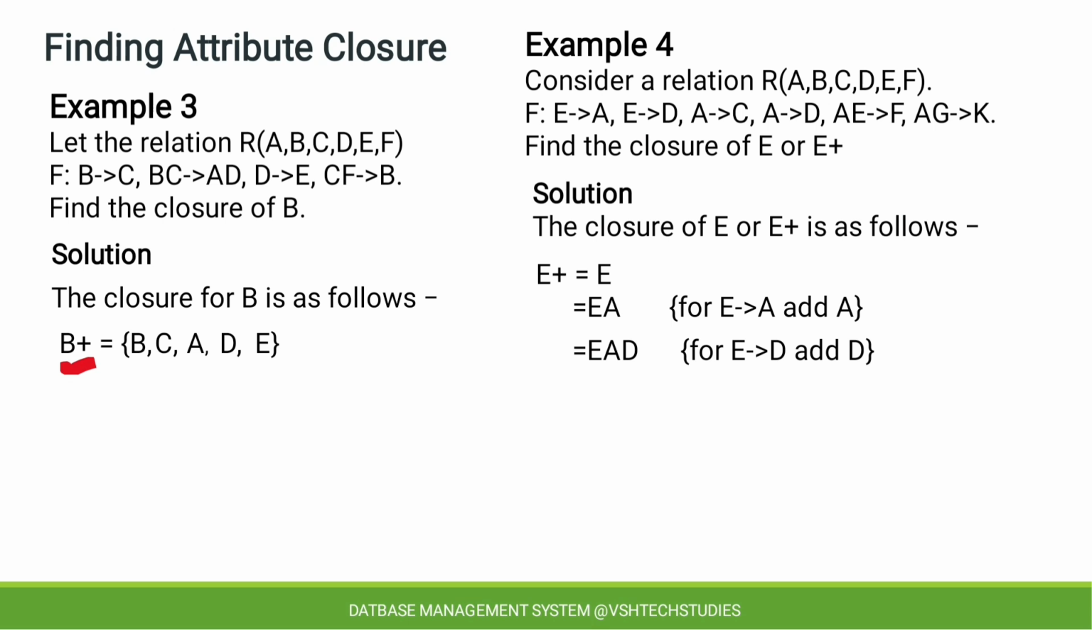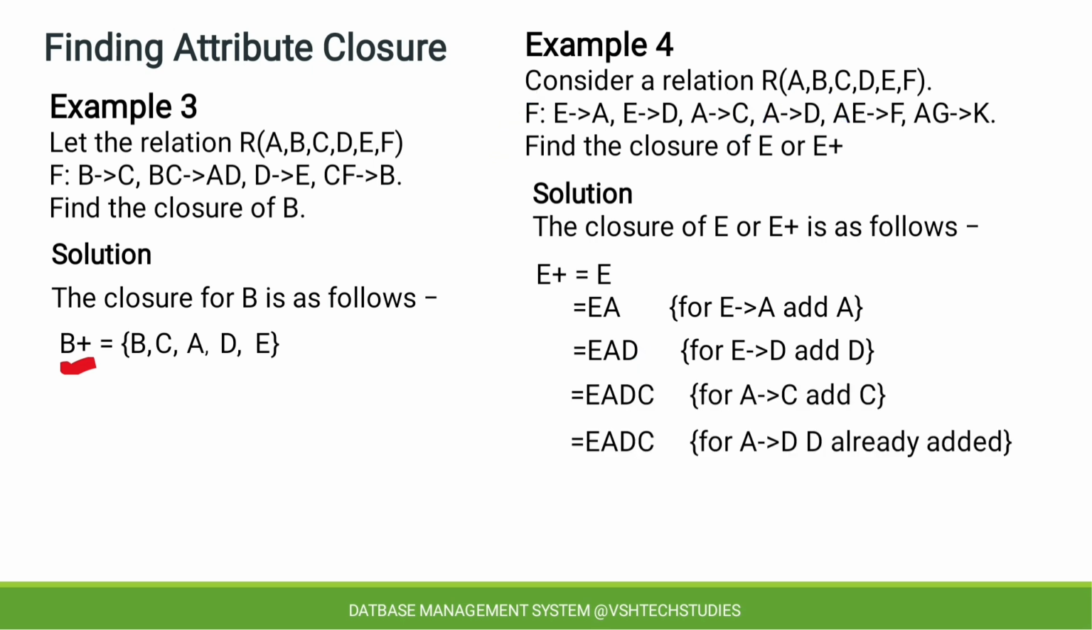So far, E determined E, then according to the functional dependency set, E determines A, E determines D. So A and D are added to the result set. Now in the result set, A is there. In the functional dependency set, A determines C, A determines D. So C and D must be added. D is already added. Hence in the next step, C is added.